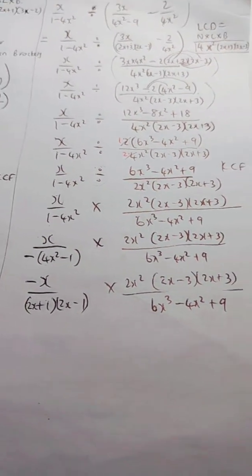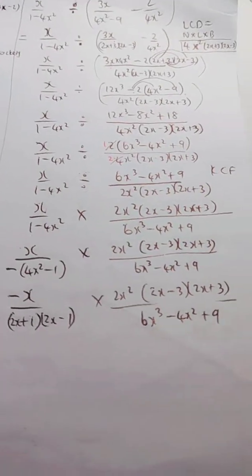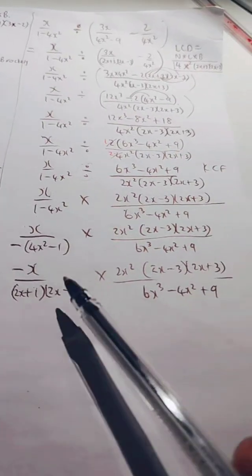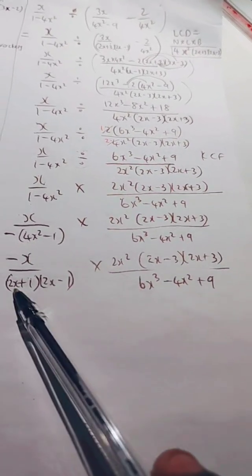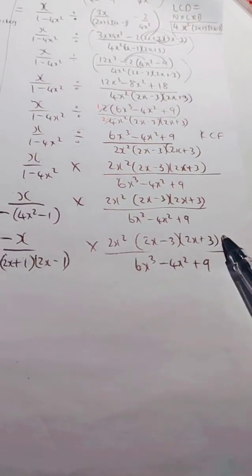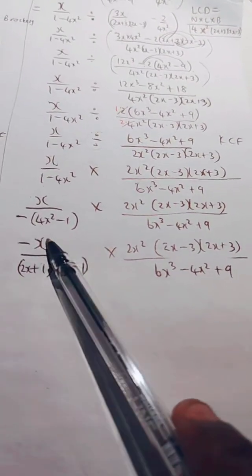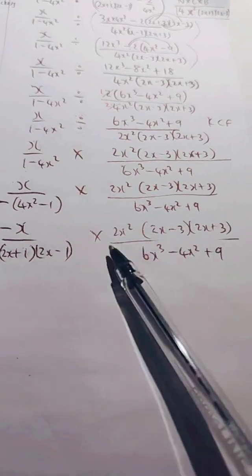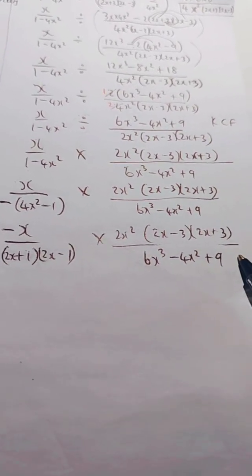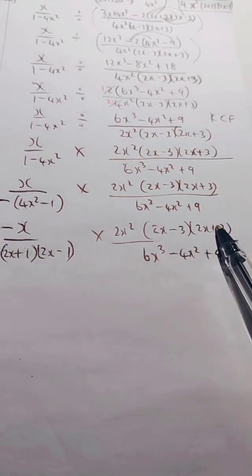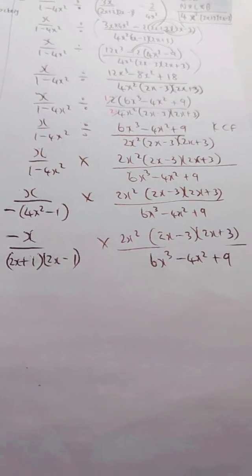Okay, yeah, and then basically, guys, honestly speaking, you can see there's nothing that can cancel. That 2x plus 1, nothing at the top. That 2x minus 1, nothing at the top. This x, nothing at the bottom. This x squared, nothing at the bottom. This 2, nothing at the bottom. This 2x minus 3, nothing at the bottom. This 2x plus 3, nothing at the bottom.